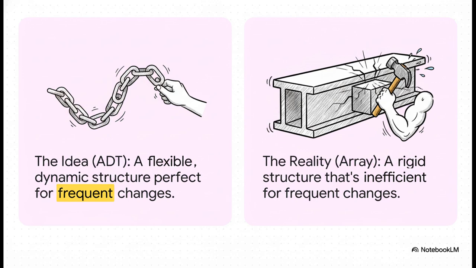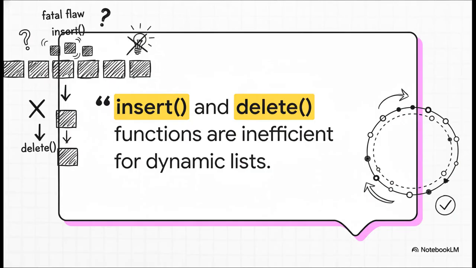So here's the bottom line. The huge gap between our idea and the reality. The ADT, our wish list, promised us this amazing dynamic structure that's perfect for things that change all the time. But the array implementation gives us a rigid structure that's actually terrible for those very same changes, all because of that expensive shifting. The source material just says it perfectly. When you have a list where items are constantly being added and removed, using an array to build it is just flat out inefficient. Our obvious first choice has a fatal flaw.